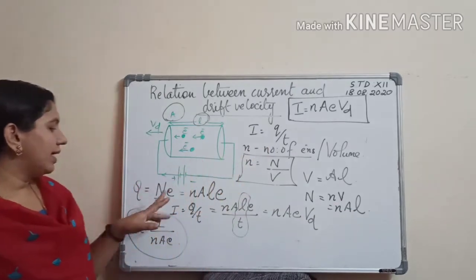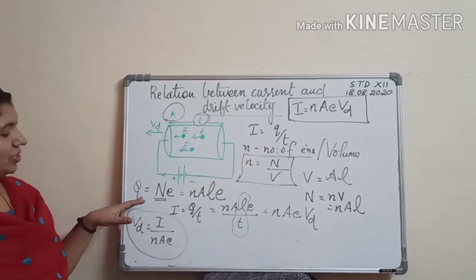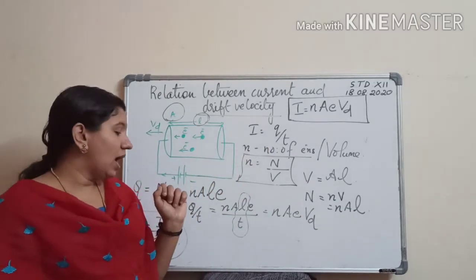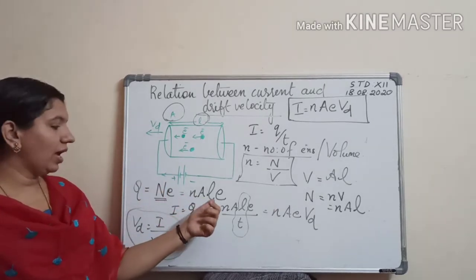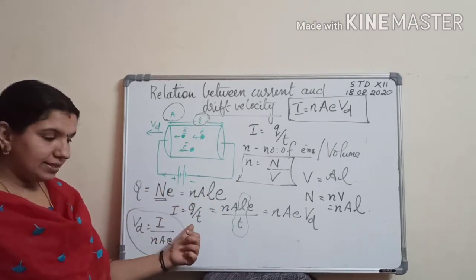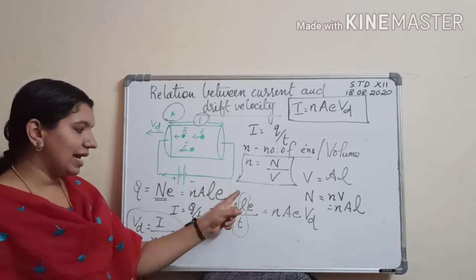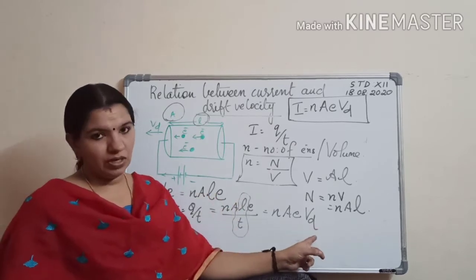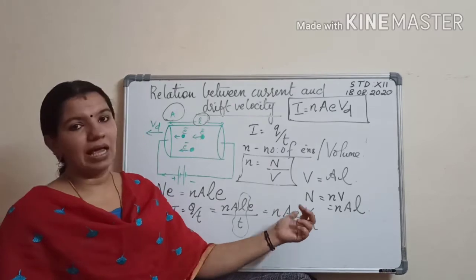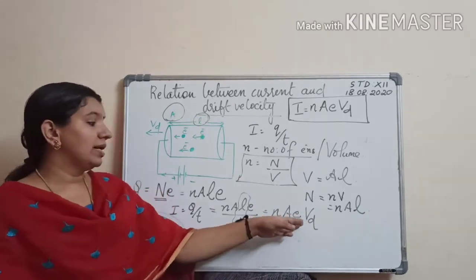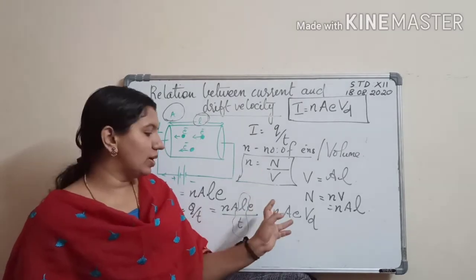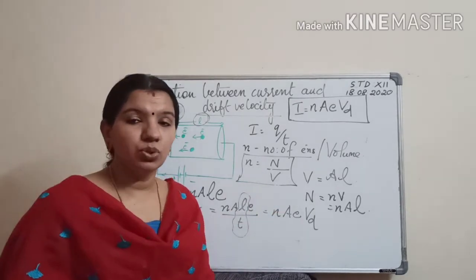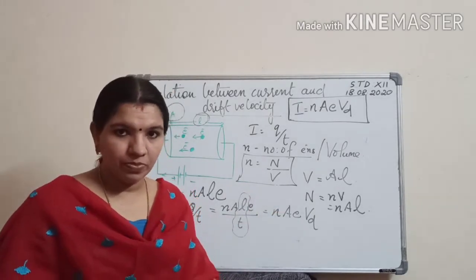Clear. Now here Q, as per conservation of charge, Q equal to N into e, and for N I write the value nAL. Now I equal to Q by T, so nALe by T, where L by T is the velocity Vd. So the expression goes like nAe Vd, that is the relation connecting I and the drift velocity, that is I is equal to nAe into Vd. Understand?